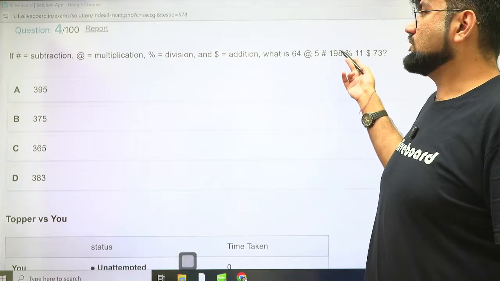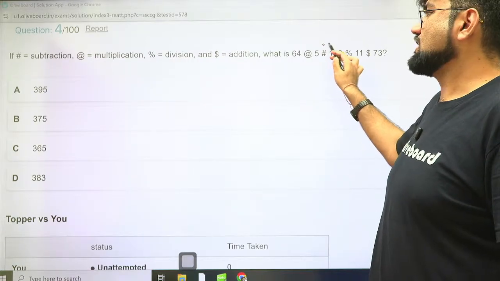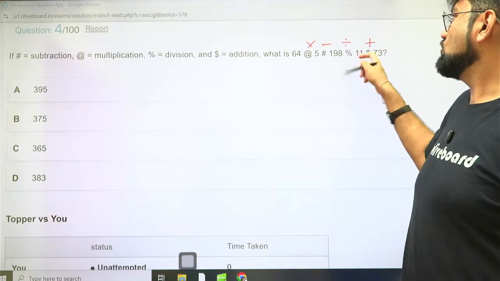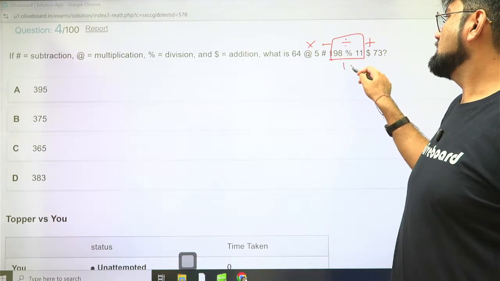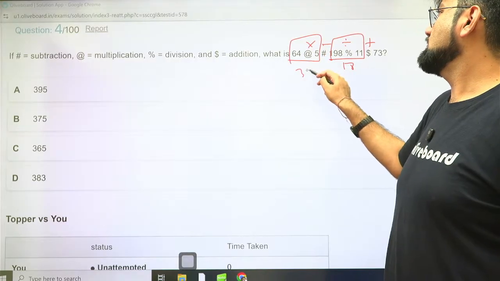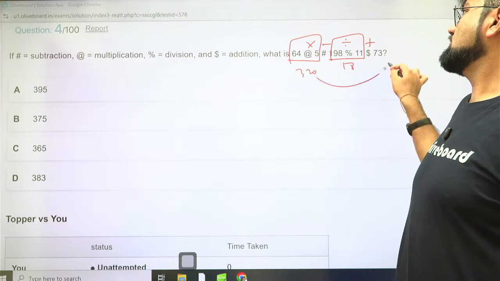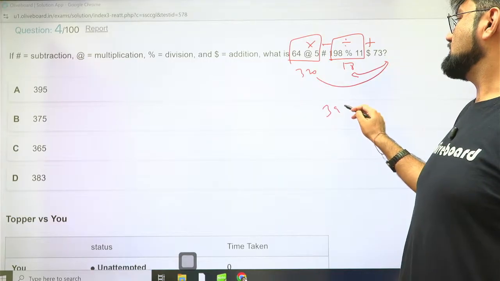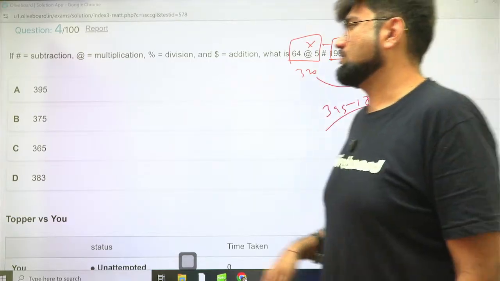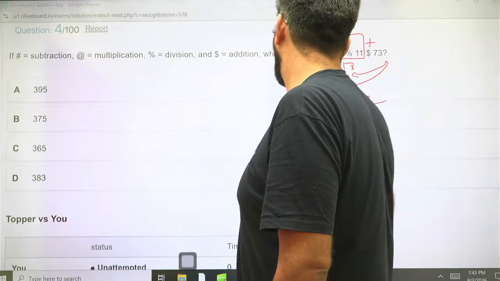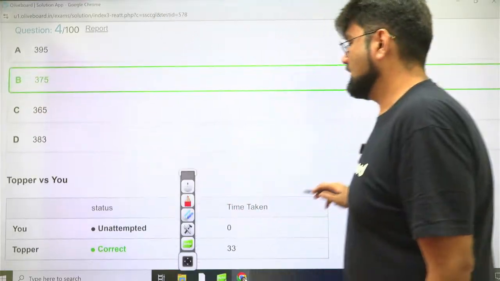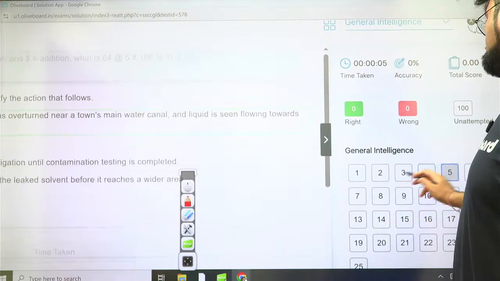Now how do we find the answer here? So just replace it. Hash is subtraction, @ is multiplication, % is divide, and this is addition. So 198 divided by 11 is 18. 64 into 5 is 320. 320 minus 18 plus 73. 393 minus 18. But we have 3 places, 5 digits. 393 minus 18 is how much? 375. 393, sorry. So option B is the correct answer. Simple calculation, no rocket science. 33 seconds. Next.